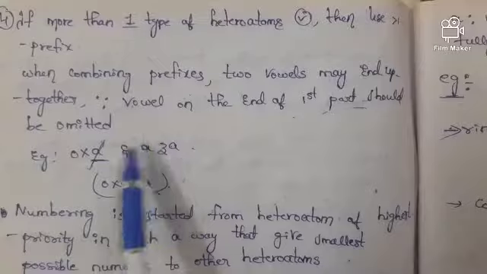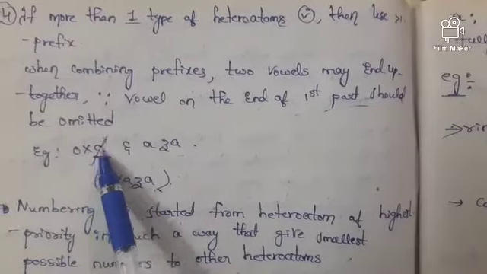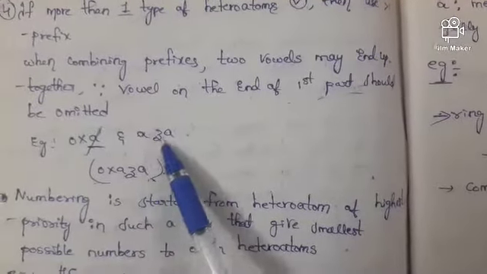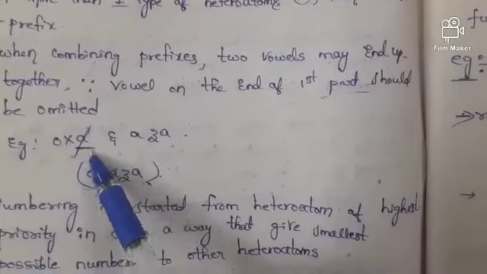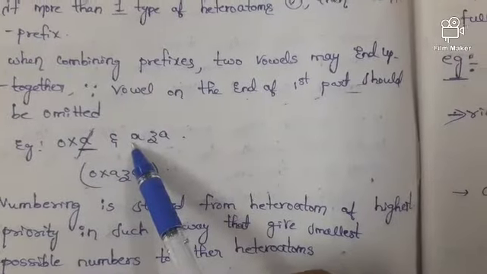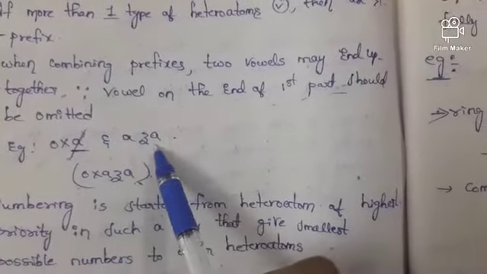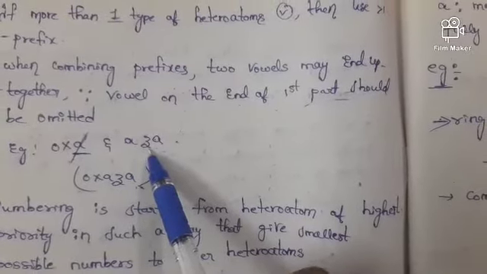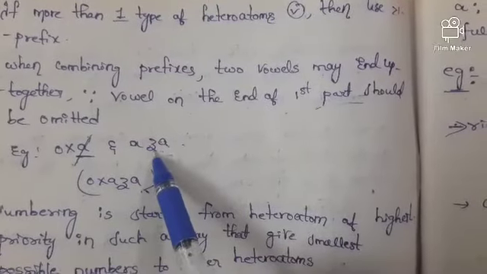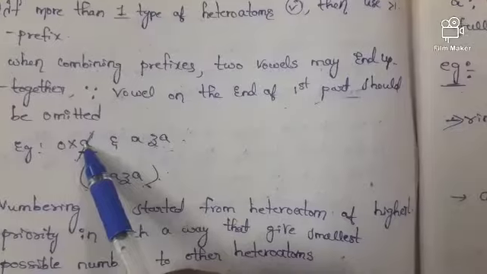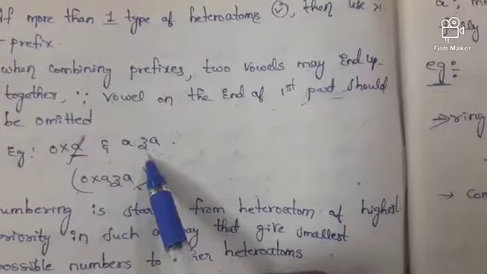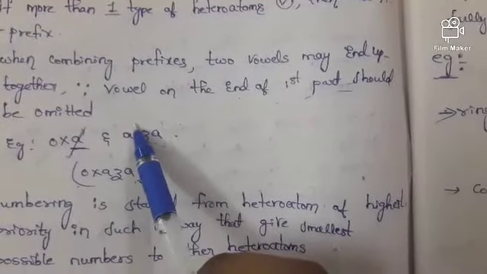Here we have two prefixes. I already discussed the prefixes. For oxygen the prefix is oxa. For nitrogen the prefix is aza. Here we should look at the last letter of the first prefix and the first letter of the second prefix, or last prefix, we can say. This is the first prefix and this is the second prefix. The rule is, for the first prefix we should look at the last letter, and for the second prefix we should look at the first letter.